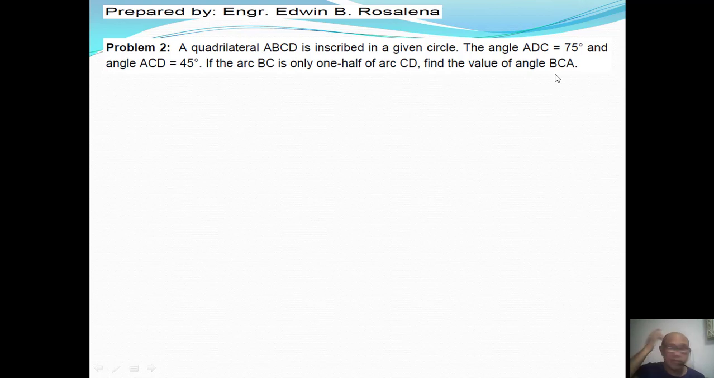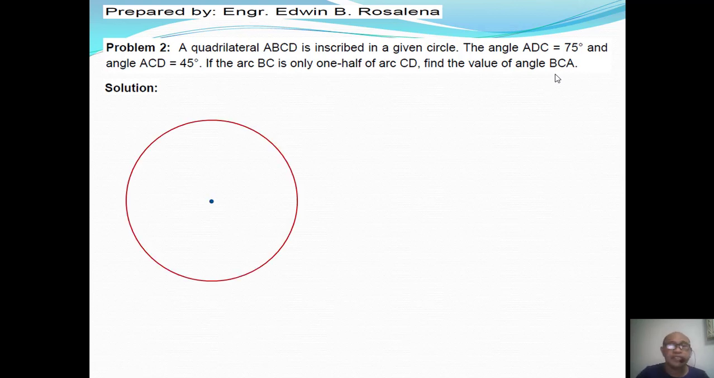Okay, so again, we will draw the figure now. We will plot the points. I have here first the circle, and then I will place quadrilateral ABCD. Let us say this is the quadrilateral ABCD. Then what are the given? The angle ADC, this angle, is equal to 75 degrees.